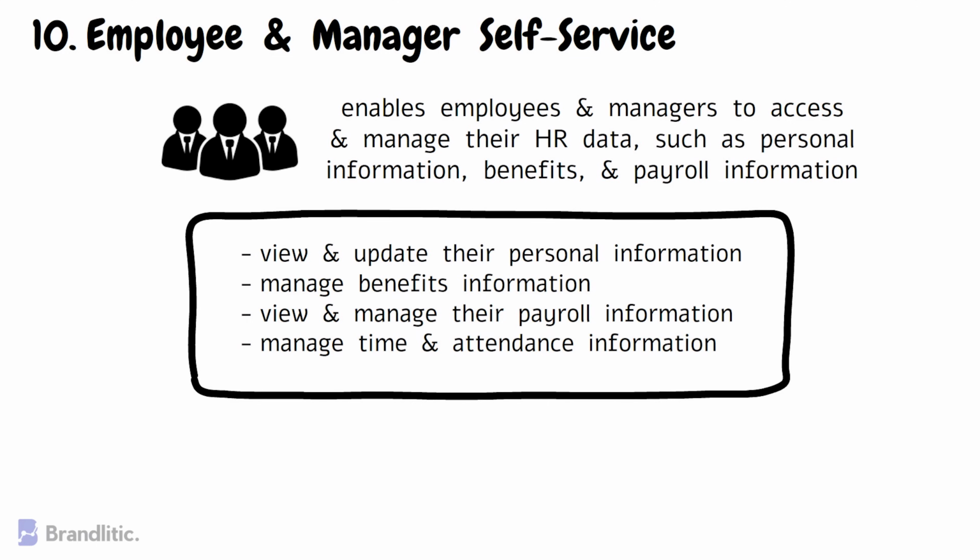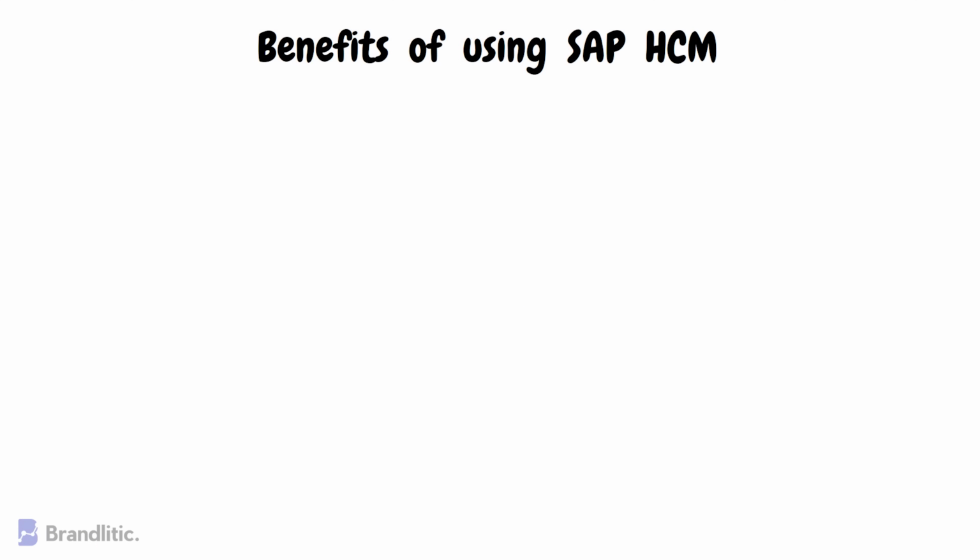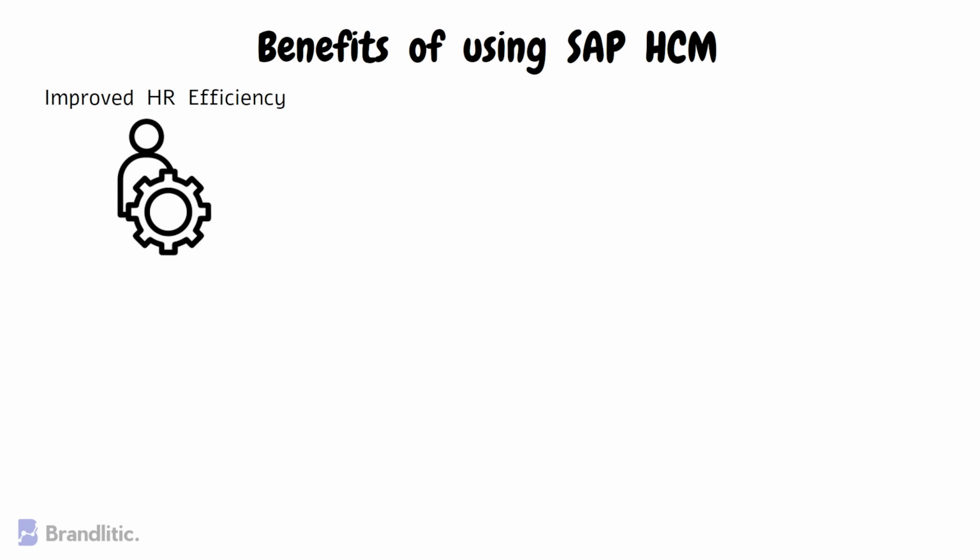But now that we know what all are the important SAP HCM submodules, let's understand the overall benefits of SAP HCM, starting with the biggest benefit of improved HR efficiency. SAP HR helps organizations improve HR efficiency by automating manual processes and providing tools to manage HR data and workflows. It also streamlines HR operations, enabling HR teams to focus on strategic initiatives such as talent management and employee engagement.